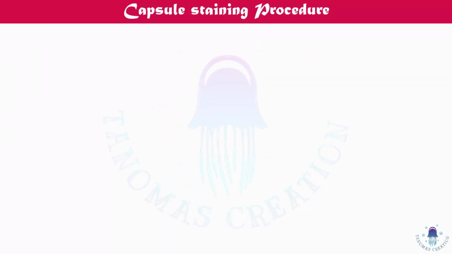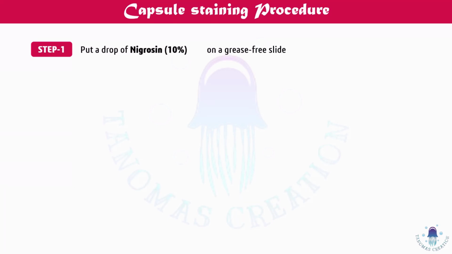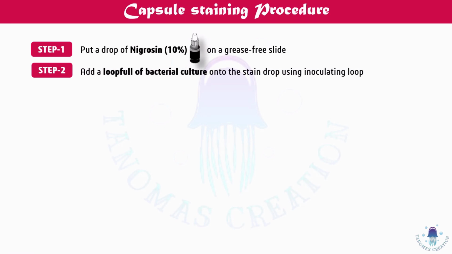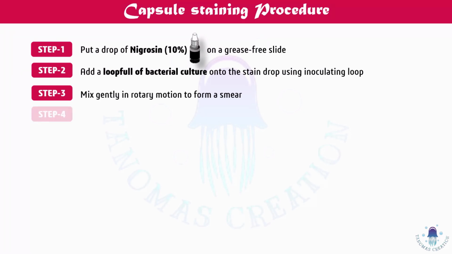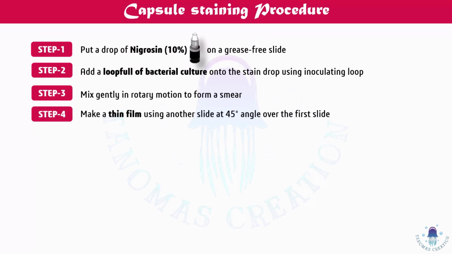The procedure of capsule staining, as I have mentioned earlier, is similar to that of negative staining. Only a small part is added, so we'll quickly review it. We first put a drop of nigrosin on a grease-free slide. Then we add a loopful of bacterial culture onto the stain drop using an inoculating loop, and we mix it properly in a rotary motion to form a small smear. Then we put another slide over it at an angle of 45 degrees and drag it over the first slide, making a thin film.